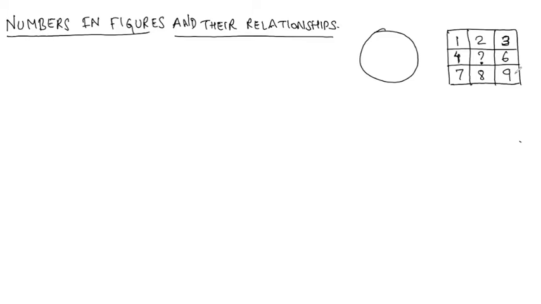That means inside a square some numbers will be given. In one place there will be a question mark. Based on the relationship, whatever is the relationship in these numbers, you should first understand that, and based on that you should find out what number comes in the question mark place.